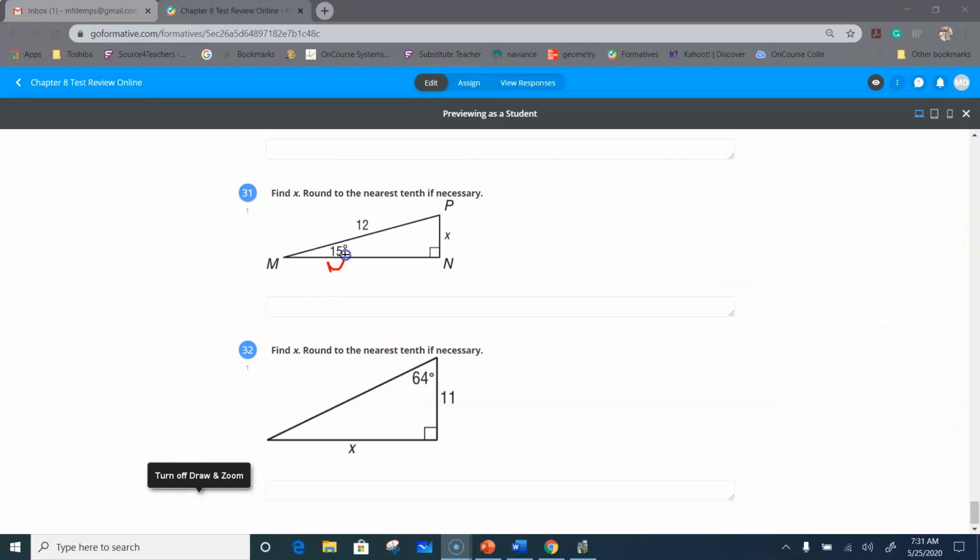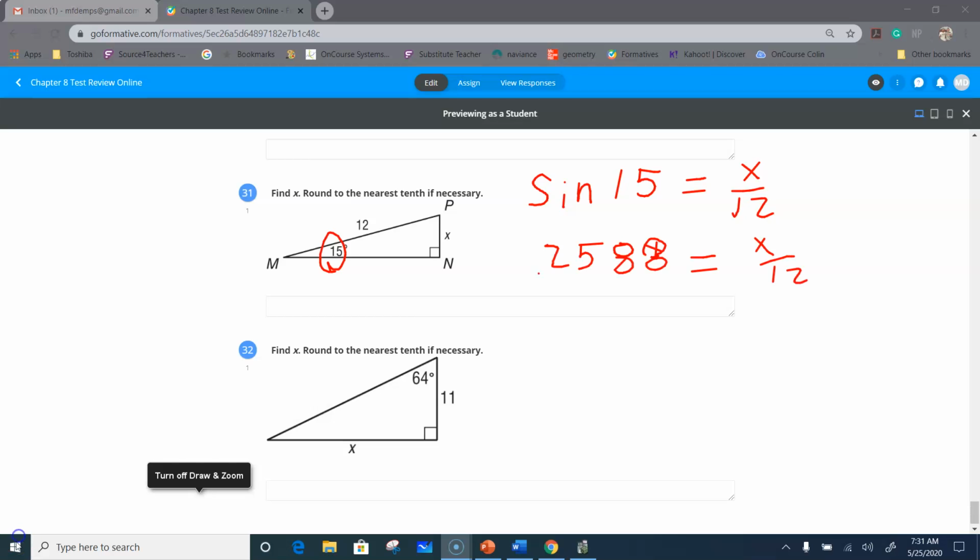Okay, we look at our angle 15. We have the hypotenuse and we have the opposite. This is a sine situation again. So we're going to start with the sine of 15 degrees equals the opposite side, x, over the hypotenuse, 12. So this one, we won't have to do the little switch here. We will be able to multiply to solve that. So I get 0.2588 equals x over 12.